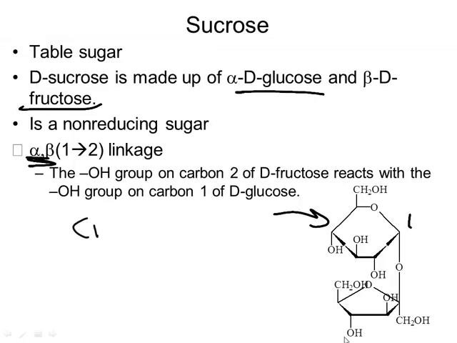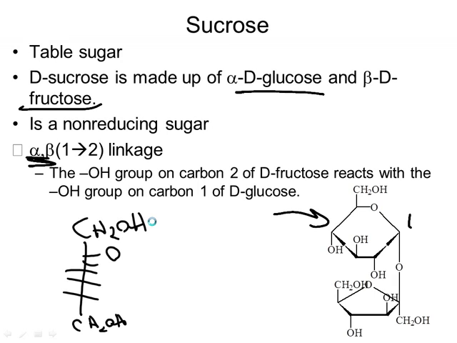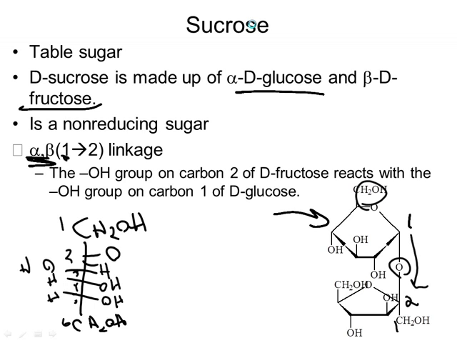Remember, D-fructose looks like this. Okay, so it looks like this. So what we get is this is carbon 1, 2, 3, 4, 5, 6. So this is carbon 1, 2, right? So this is connected from 1 to 2. The first one, the 1, is alpha, but the second one is beta, right? So it's an alpha, beta, 1,2 linkage.